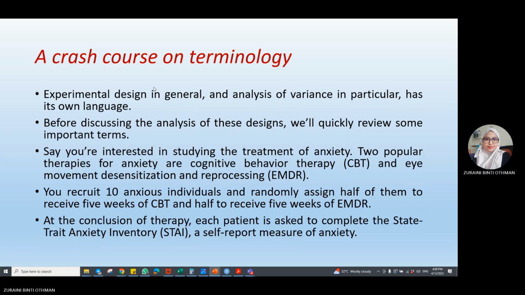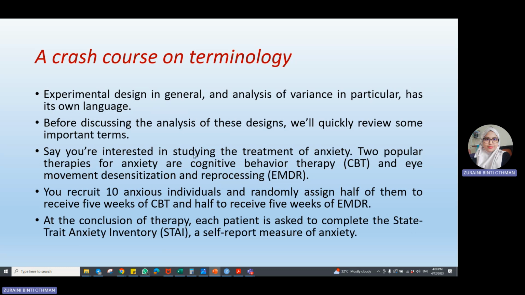This is the terminology of this chapter. Experimental design in general and analysis of variance in particular has its own language. Before we analyze this design, we have to do some review of important terms. We have to know some important terms first.